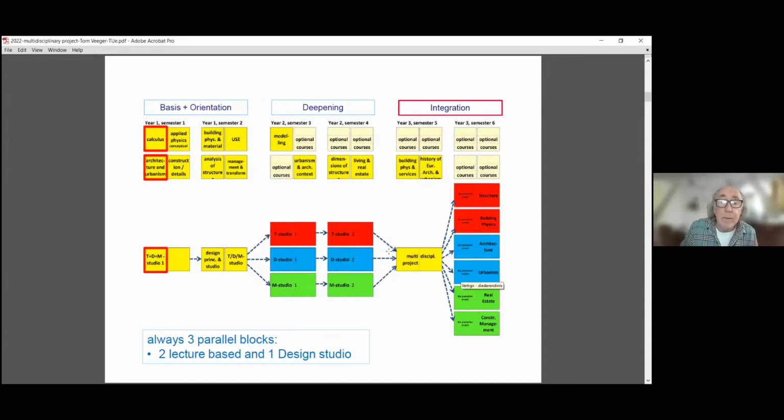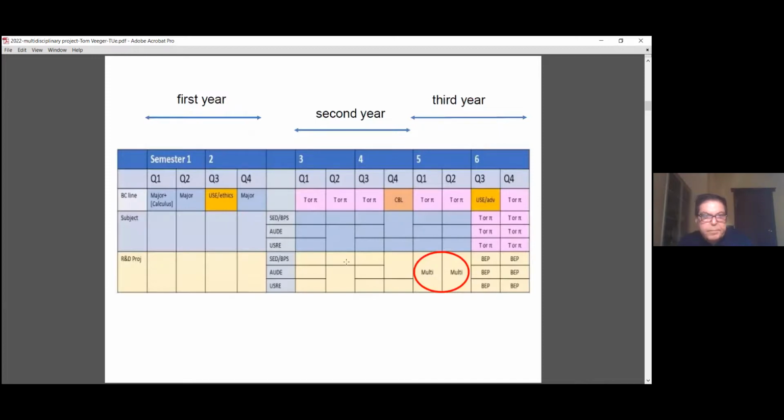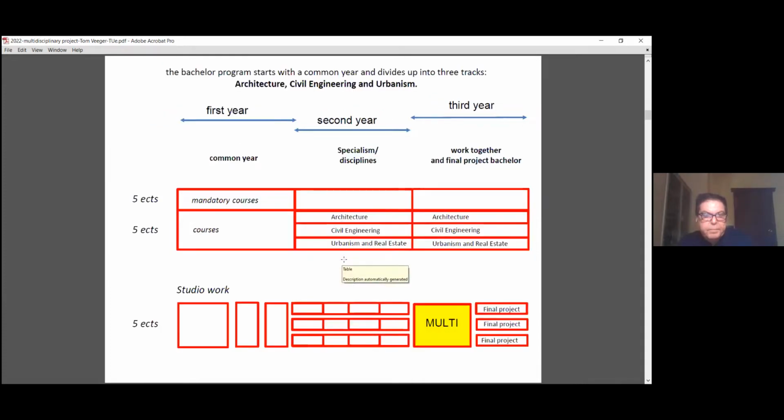Okay, to make it a little bit less complex, this is what we are aiming at: first year, second year, third year. We've got 2 courses and studio work. That, in my personal opinion, is a pity. We only have 33% of the time available for studio work. We've got 2 large courses parallel to that.